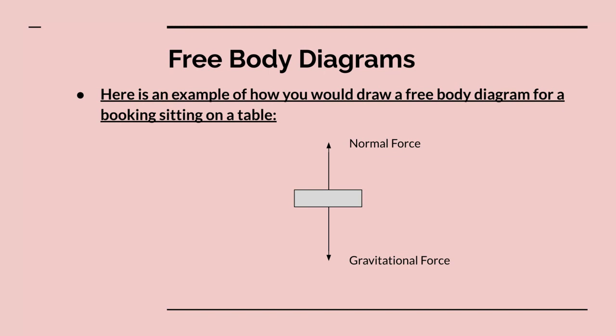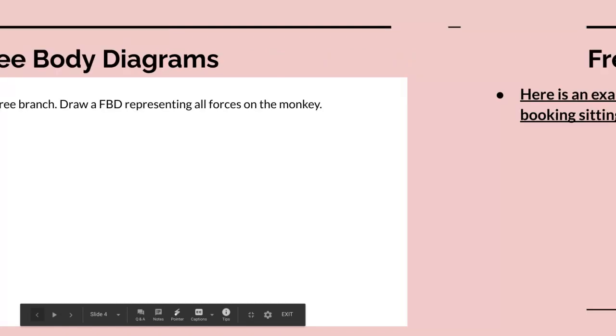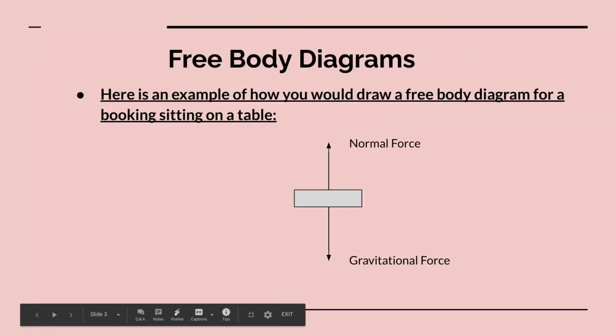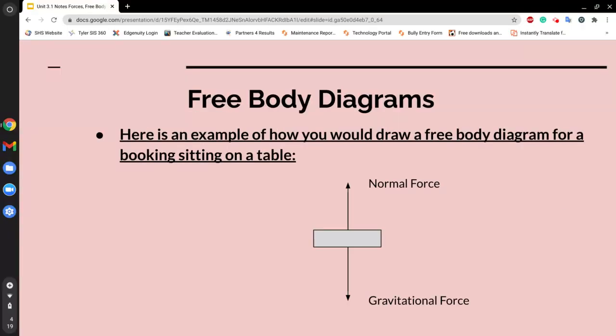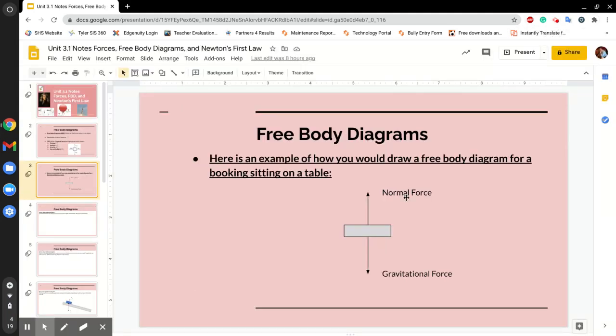Here is an example of how you would draw a free body diagram for a book sitting on a table. Of course, I don't have my little pen here. Give me a second to get the pen, and I'm going to pause it, and we'll come right back as soon as I get that pen. There it is. I actually don't have to pause it.